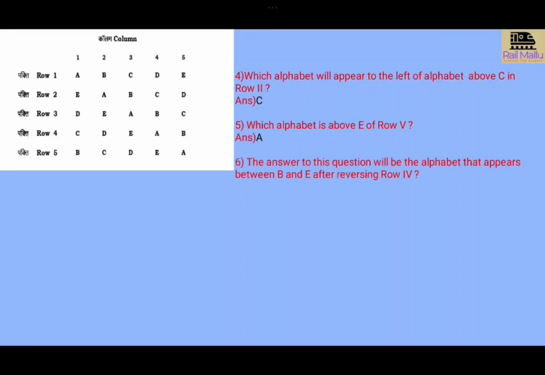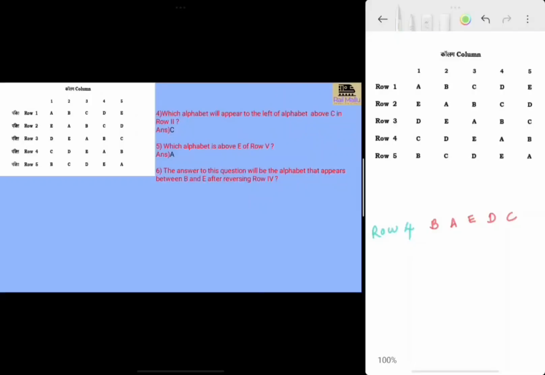The answer to this question will be the alphabet that appears between B and E after reversing row 4. Here, as you can see, I have reversed row 4, which is this sequence B A E B C, and the question is the alphabet that appears between B and E after reversing row 4. So the alphabet between B and E is A. So the answer will be A. Which is a very simple question. You can do it within a few seconds, right?